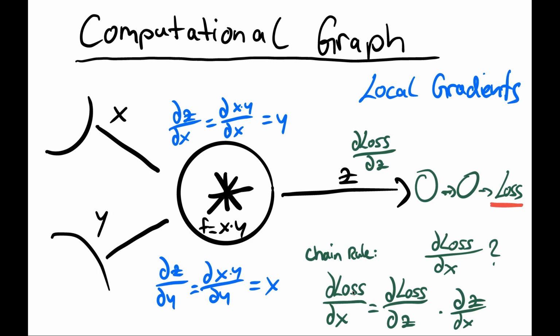So the gradient of the loss with respect to x is the gradient of the loss with respect to c times our local gradient, the derivative of c with respect to x. And this is how we get the final gradient.